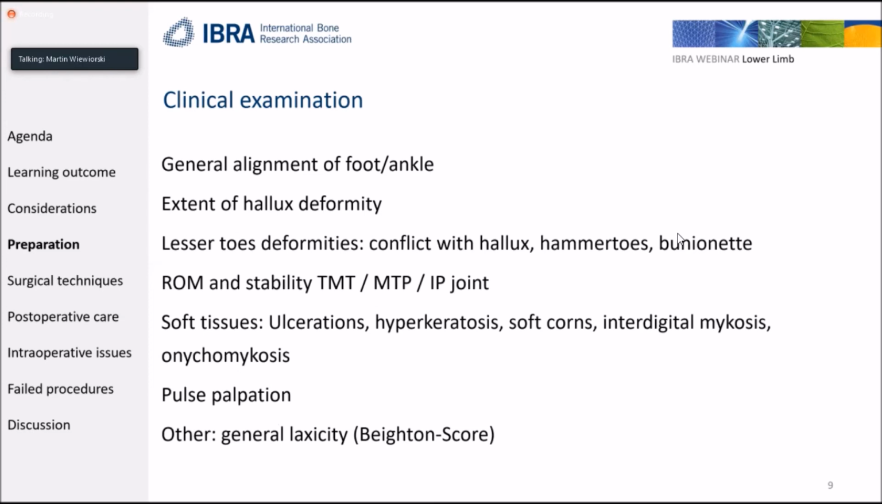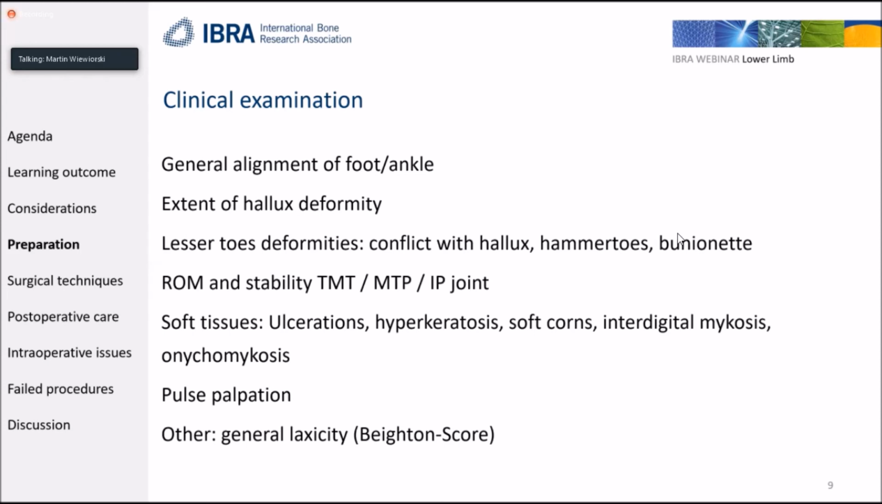Generally look at the alignment of the lower extremities, especially the hind foot, the foot and the ankle joint. You have to assess the extent of hallux deformity. And also, of course, you have to look at the deformities of lesser toes that can conflict with the hallux valgus: hammer toes, bunionette deformities. You have to test the range of motion of all those joints that you see here: TMT joint, MTP joint, IP joint. Of course, for the lesser joints, you have to test the stability.